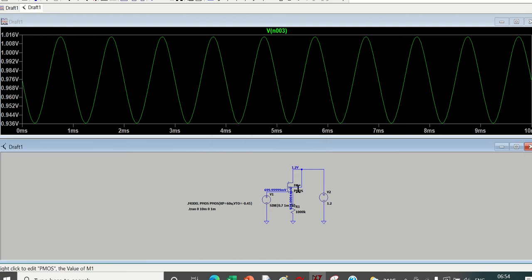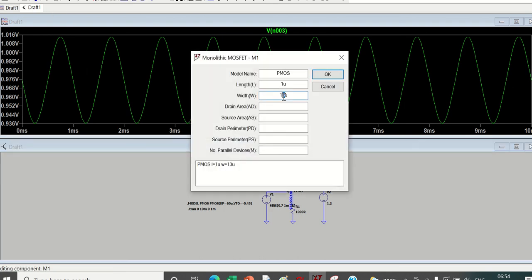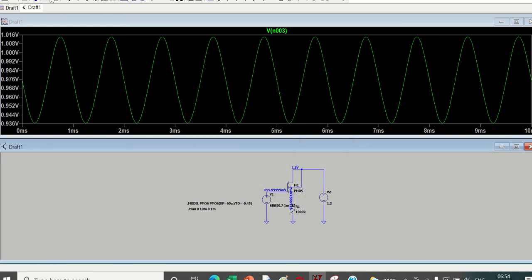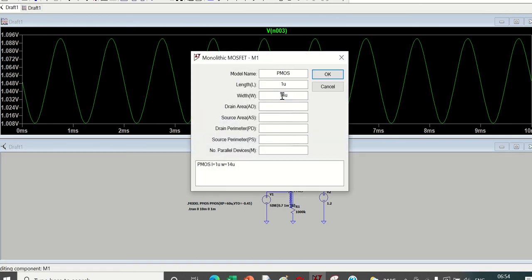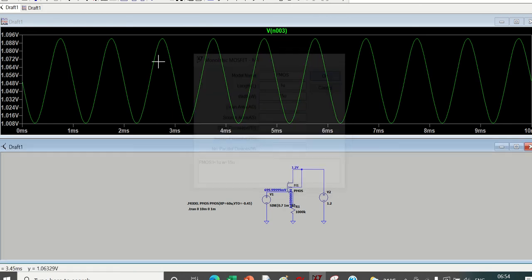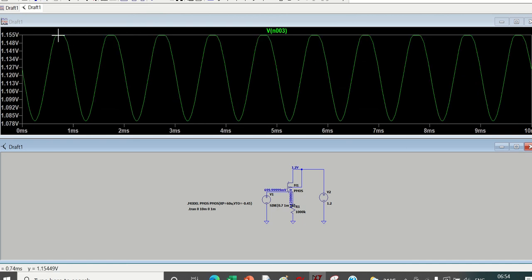Now slightly further we can increase, so 14 micro. Now it is almost on the verge of going out. The gain is almost 40. If I further increase, it will no longer show any amplification. 15 micro, gone. Now the amplification starts reducing, and you can see it is getting clipped here. No longer can we do amplification. If clipping like this happens, we cannot do amplification.